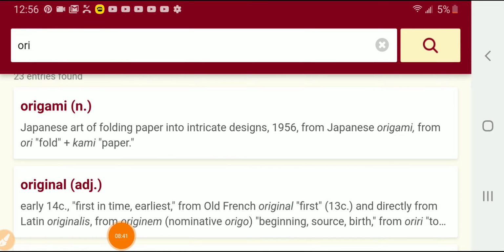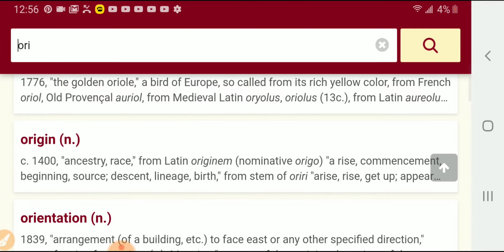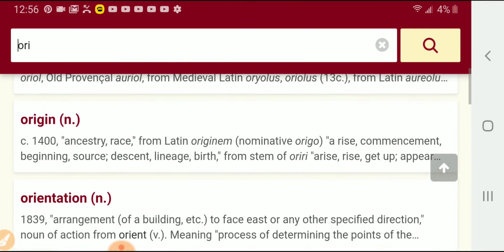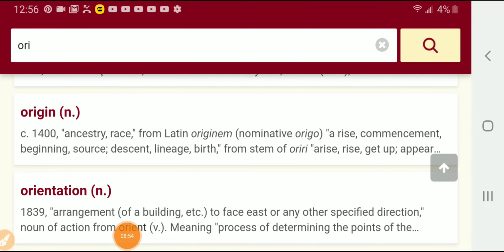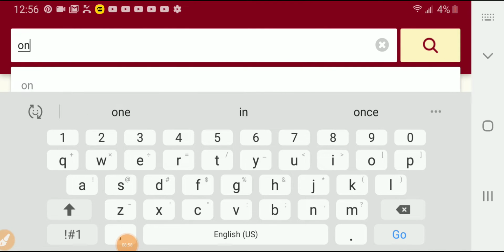Okay, to break down the word Orion, I want to show you this. Ori is origami, original, oriole, origin, origin. Now you ready for this, folks? We type in "on," the last part of Orion. Look what we get.